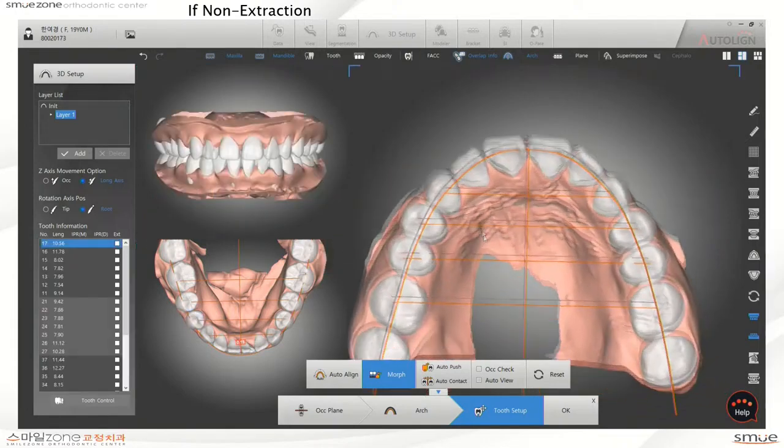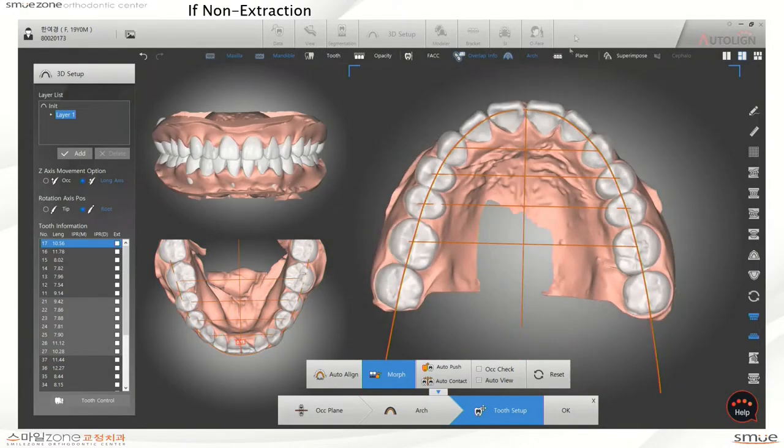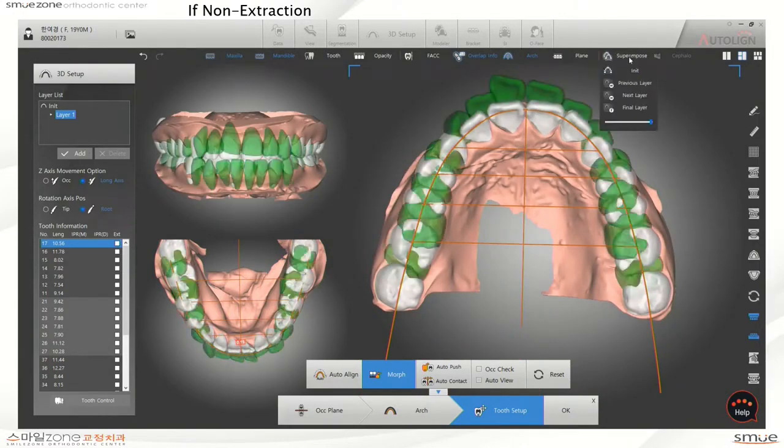Then non-extraction, then we can see how many millimeters we should retract the posterior.